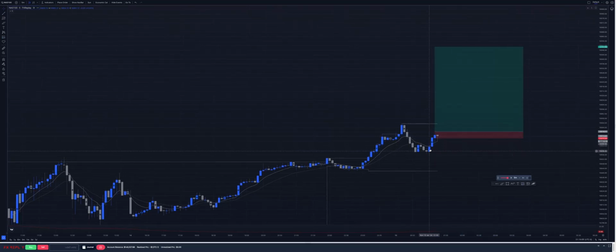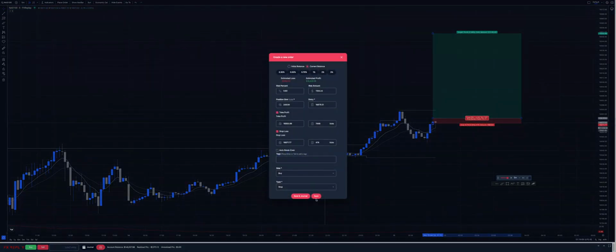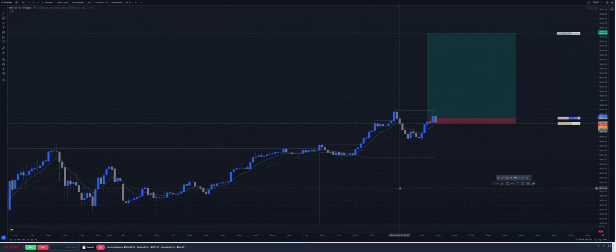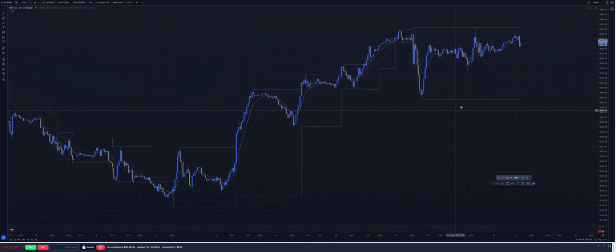Within 1 ATR. This is 6.6, so a little big. I'll probably set it right below there. Good entry and a loss. Once again, going to wait for a 30-minute validation.